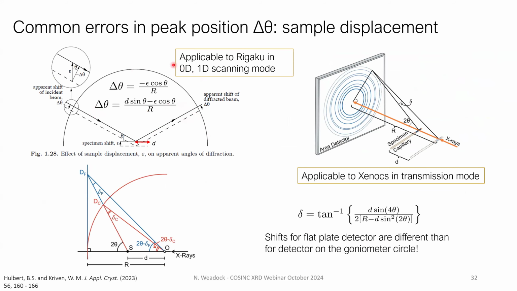These expressions here are applicable for the Rigaku when you're doing a 0D or 1D scan and rotating the detector around this goniometer circle. If you're doing a transmission measurement on the Xenox, the vertical offset is not really a problem because you just shift your pattern on the detector, but horizontal offset from the 0 position and an incorrect sample detector distance will really affect the measured position, and that will give you this expression here, just pointing out that a displacement on a flat plate detector or a detector rotating around the goniometer circle are going to be different.